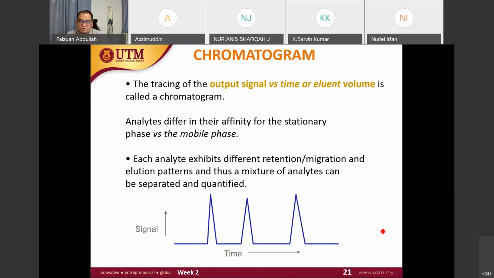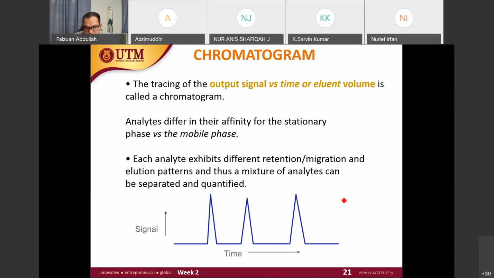All right, so this is a chromatogram, the graph that is produced by our process. Previously we used stationary phase and mobile phase with different techniques: affinity, ion exchange, size exclusion, and so on. So it will produce a graph like this. This graph we call a chromatogram, the tracing of the output signal versus time or eluent volume. This is time. We separate based on various kinds of technique, but at the end we know the time at which it is eluted.